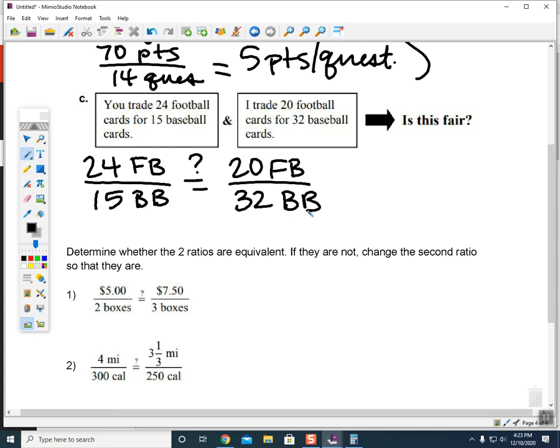Well, let's stop and think about this for a second before we even do anything. So in the first scenario, 24 football cards, 15 baseball cards. Which one do I have more of? Well, I have more football cards in this case, right? In the second case, 20 football cards and 32 baseball cards. Whoop. Now, I have more baseball cards than I do football cards. Is this going to be fair? No. Not fair. They are not equivalent. These do not form a proportion. They're never going to form a proportion.